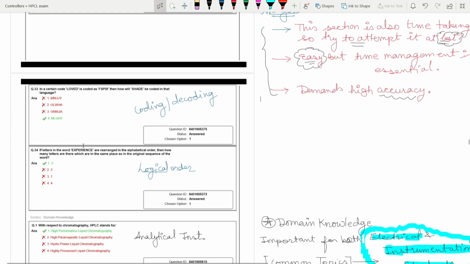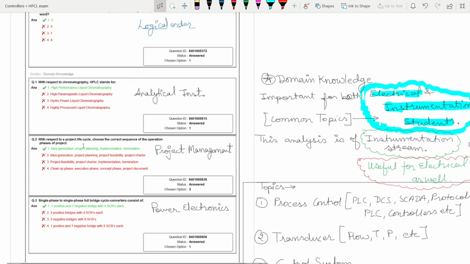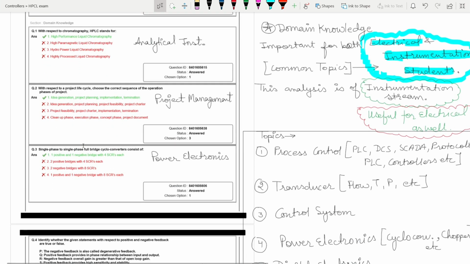Okay, yeah, so next there is domain knowledge, and there are 85 questions for this particular section. This is the first section to attempt. Like, I attempted it first. And yeah, it is important both for the electrical students and instrumentation students. So students of other branches can just watch the video till this point, and after this it will be important only for the electrical and instrumentation students.